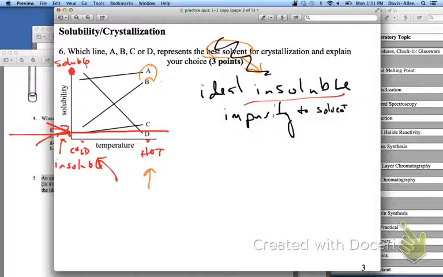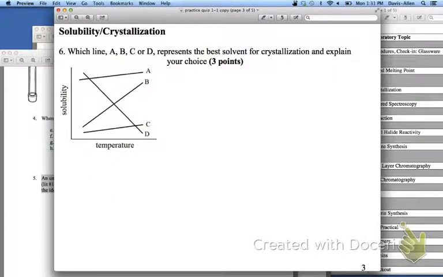Which of those curves makes no sense? That one's a little bit harder. We'd be looking at D. It really doesn't make sense for something to decrease in solubility with temperature. It does happen, but it's very rare. Why does it seem unlikely for that to occur?